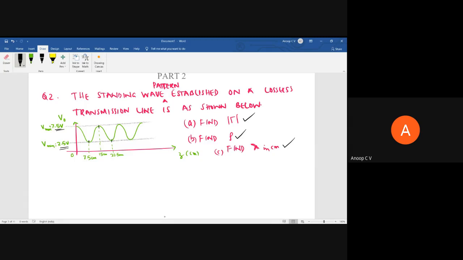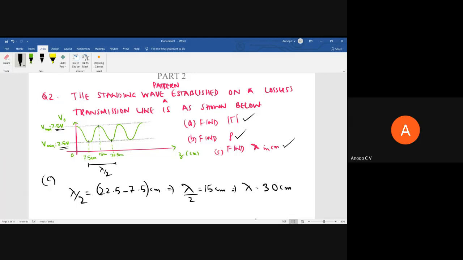So we want to find the mode of gamma, rho, and lambda in centimeter. First I'll take up lambda in centimeter. The separation between adjacent minima is lambda by 2, right? So we can straight away write lambda by 2 is equal to 22.5 minus 7.5 in centimeter. So lambda by 2 is 15 centimeter, which implies lambda is equal to 30 centimeter, right?